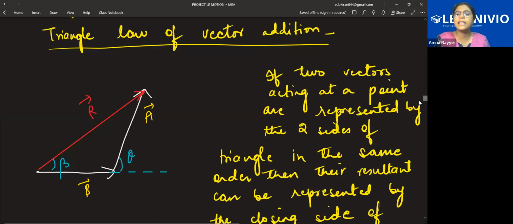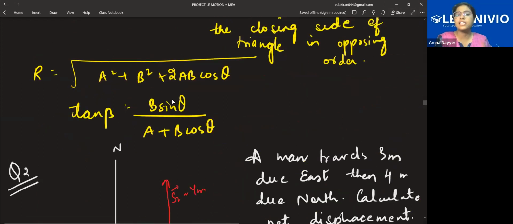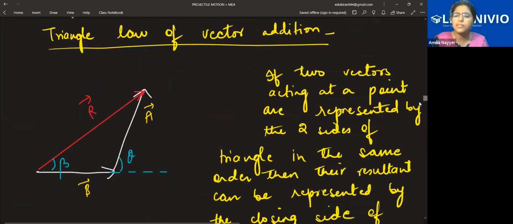The formula is exactly the same, class. Same formula: under root A square plus B square plus 2AB cos theta. Tan beta is equal to B sin theta by A plus B cos theta. And the triangle law's derivation is not in your syllabus, so just do not worry about it. This is also not very important. Somewhere you will find this. I'll show you a question where you can find triangle law.